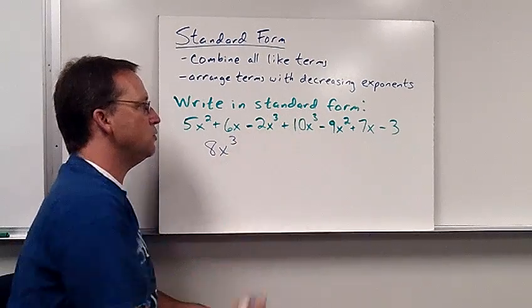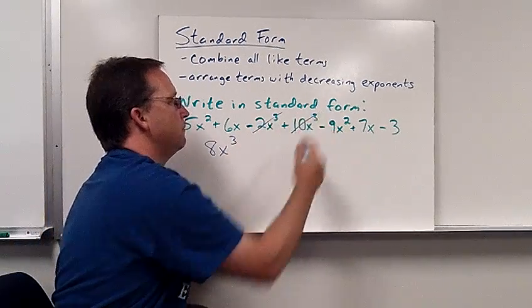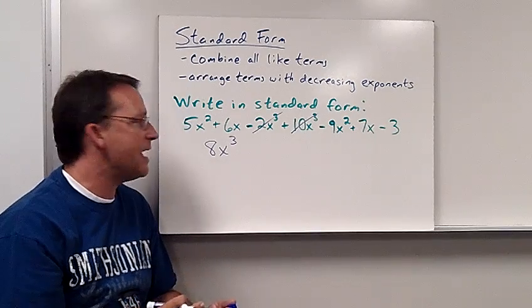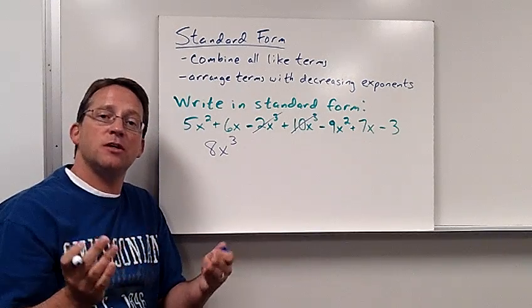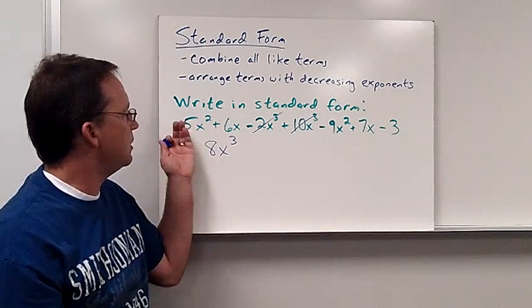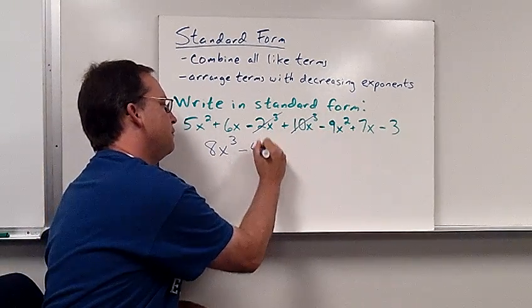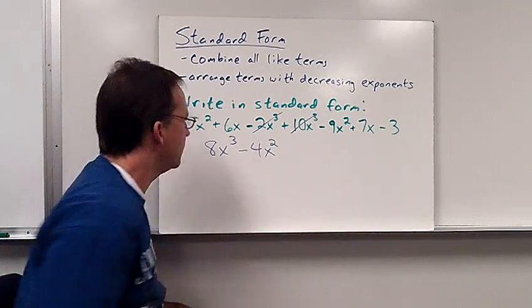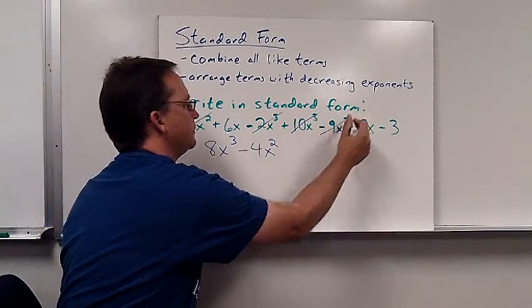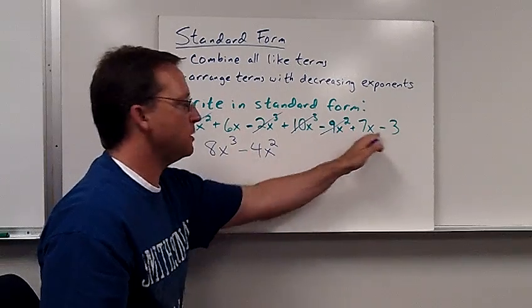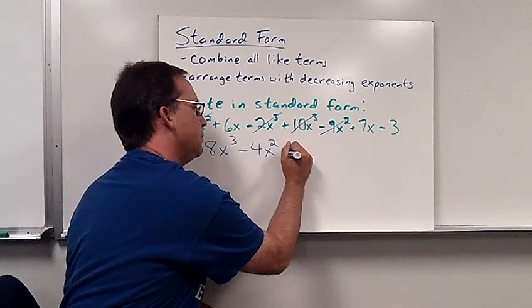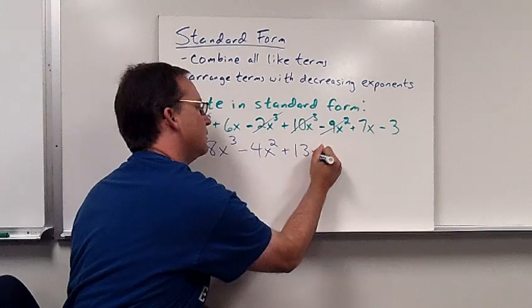So that takes care of those two terms, and you may want to say, okay, I take care of those and work my way down now. My next exponent is going to be x squared, an exponent of 2. And 5x squared minus 9x squared is going to combine to be a negative 4x squared. Okay, took care of those. Positive 6x and a positive 7x will combine to give you a plus 13x.